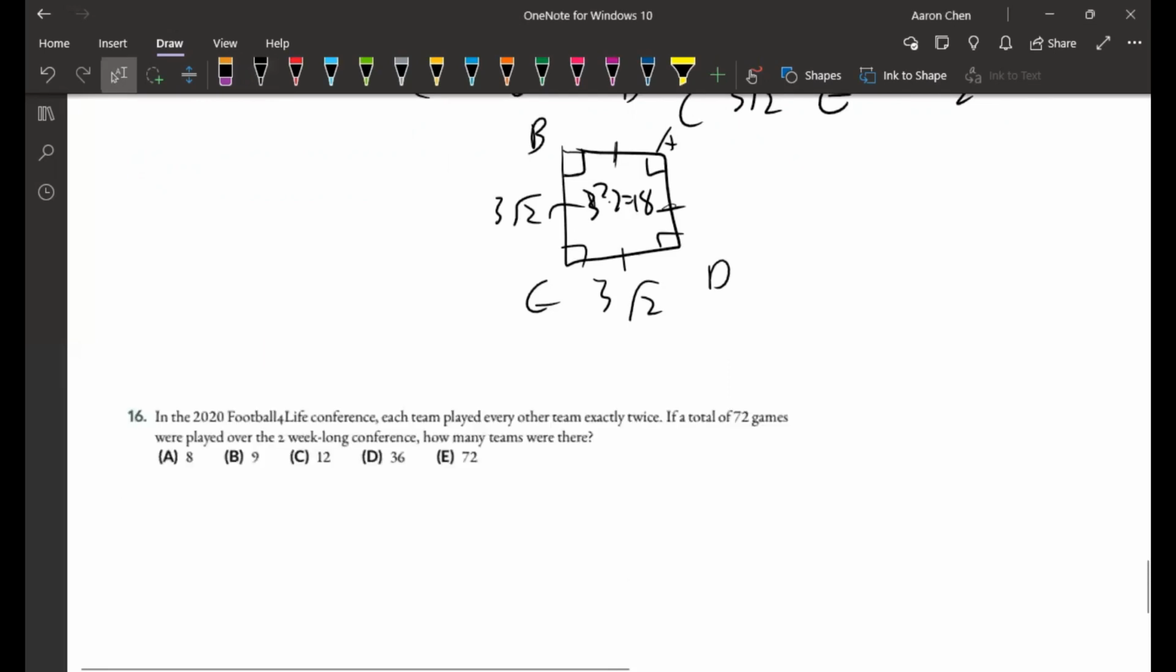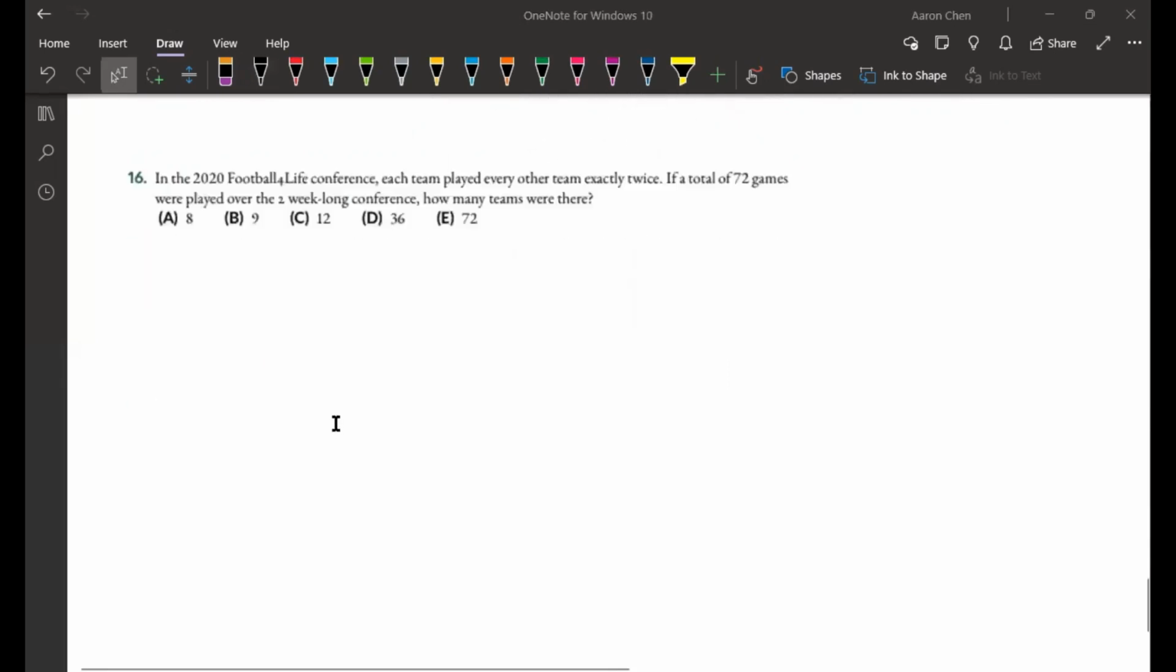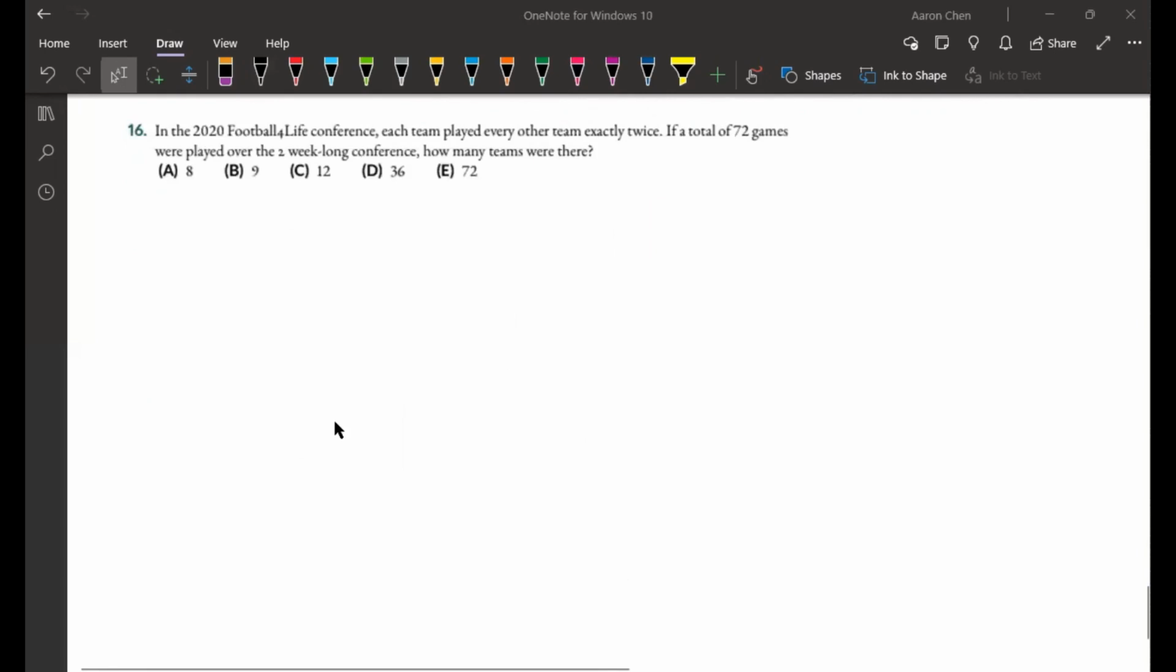Okay, so we have a 2020 Football for Life conference. Each team plays every other team exactly twice, so a total of 72 games were played over this conference. We want to find the number of teams total.